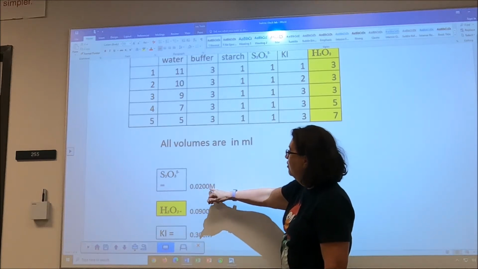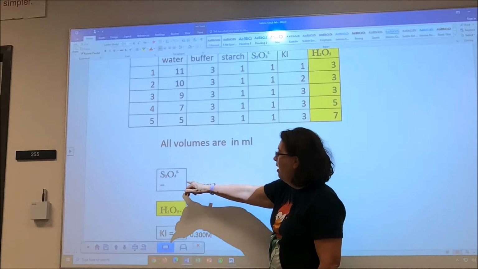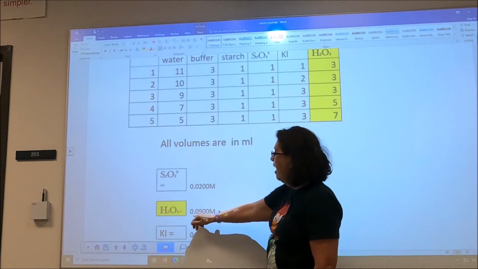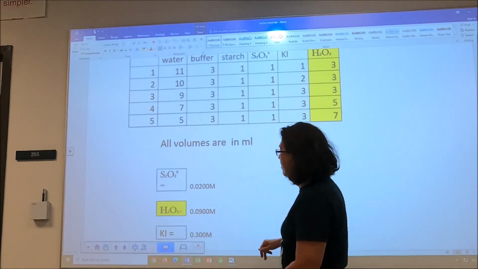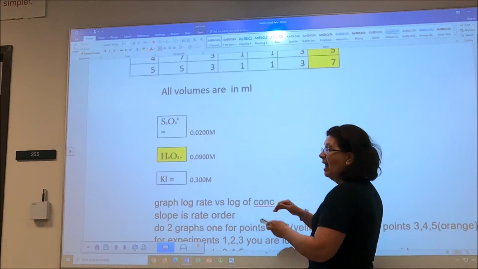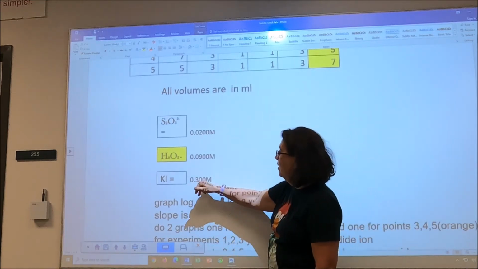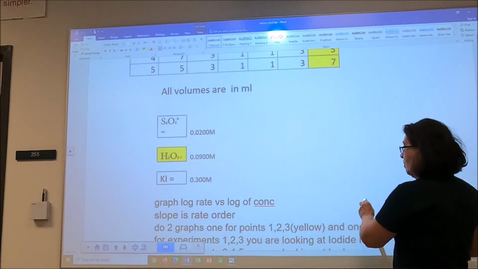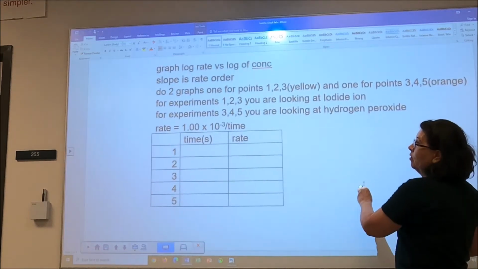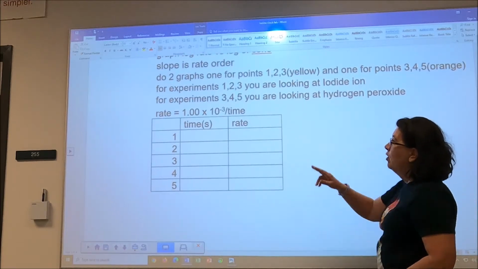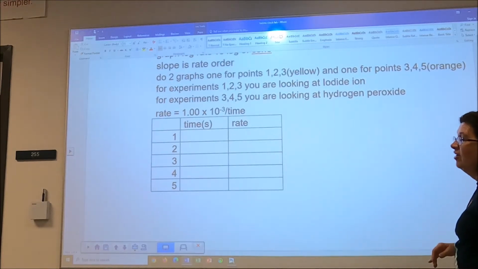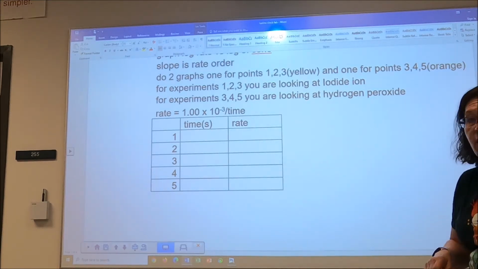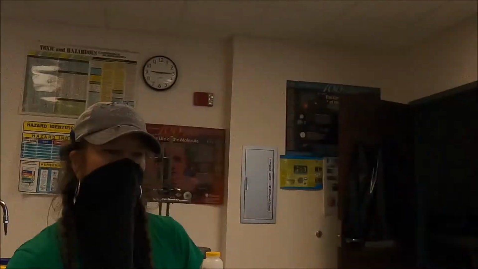Okay? The concentration of the thiosulfate in the original solution is 0.0200 molar. Hydrogen peroxide is 0.0900 molar. The potassium iodide, which is our source of iodide ion, is 0.300 molar. Okay? And then we're going to make some graphs. We'll talk about the graphs in a minute. So what we're going to do now is time each one of these reactions and calculate the rate of reaction. So let's look at our beaker.